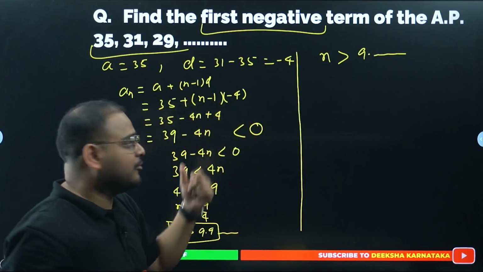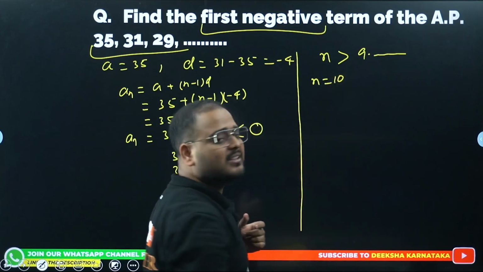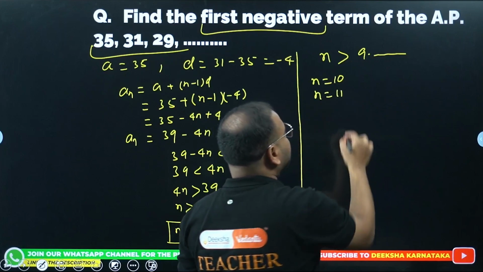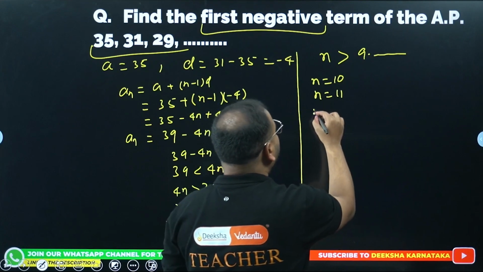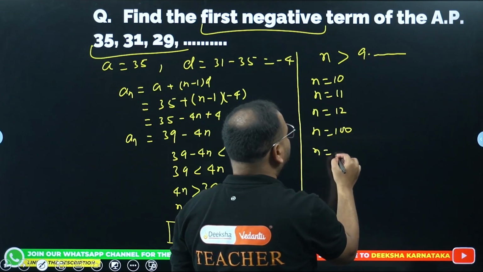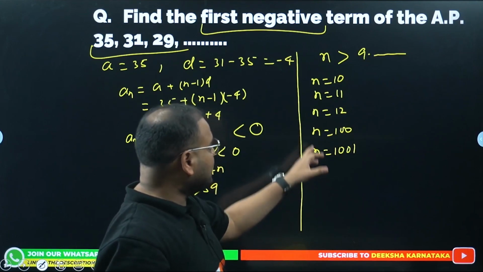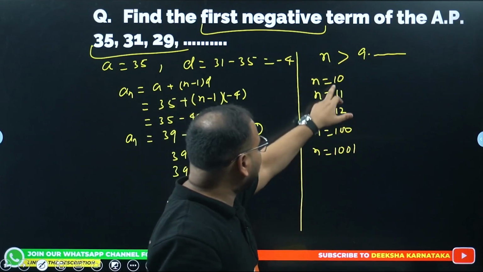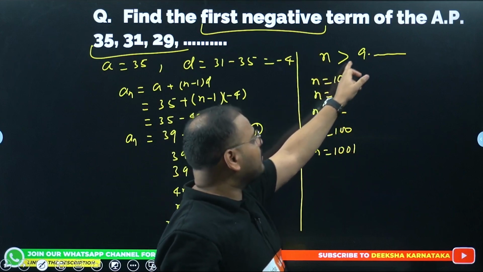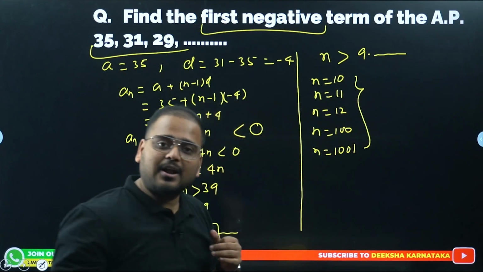How many answers will come for this? I can write n as 10. Is 10 greater than 9.999? Yes. n equals 11, is it right? Yes. n equals 12, n equals 100, n equals 1001. All these values satisfy this inequality, because they will all be greater than 9 point something. It means all of these are answers. Are all of these answers?